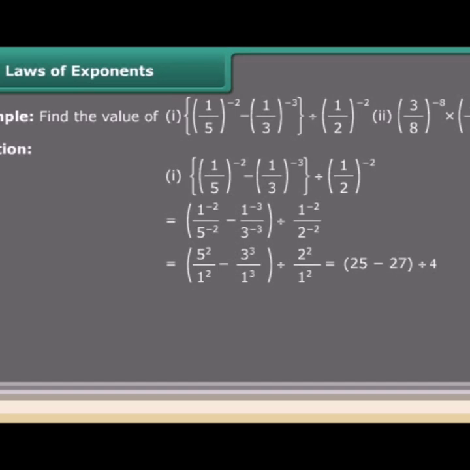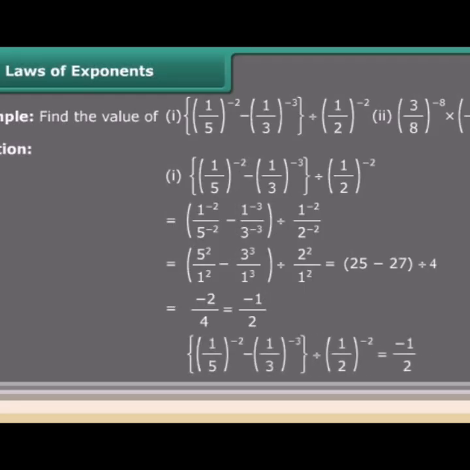This is equal to 25 minus 27 divided by 4, which equals minus 2 upon 4, which is equal to minus 1 upon 2. So (1/5)^(-2) minus (1/3)^(-3) divided by (1/2)^(-2) is equal to minus 1 upon 2.